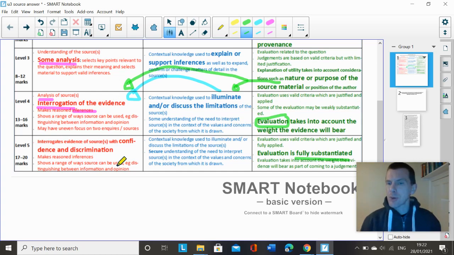There's no prescription from the exam board as to how you write your answer. And because of that, there are different strategies available. Some people really like to do the provenance stuff first and get it out of the way. Some people like to save that up for the end. I think, though, it's quite helpful to put it through the answer if you can.